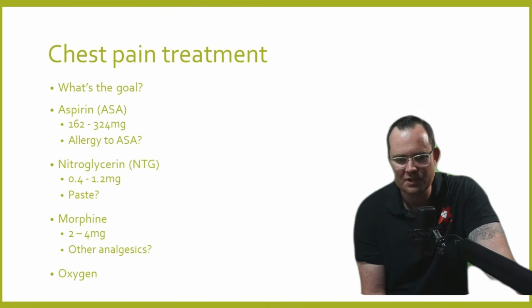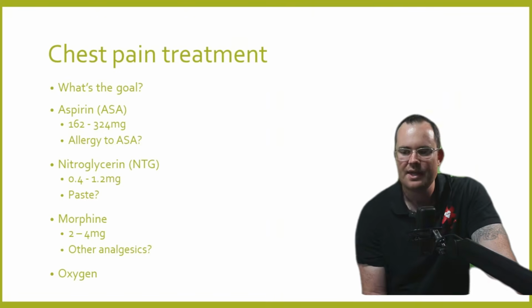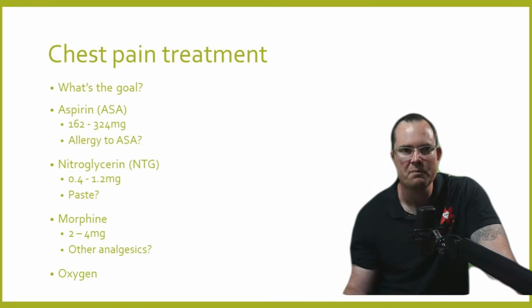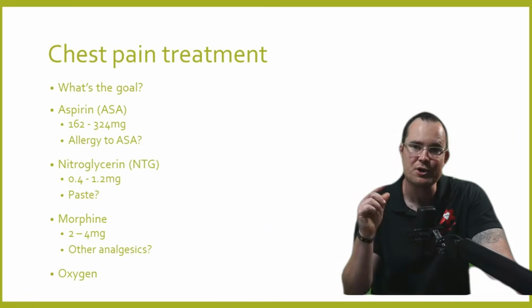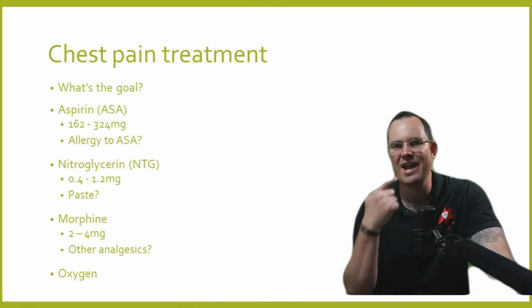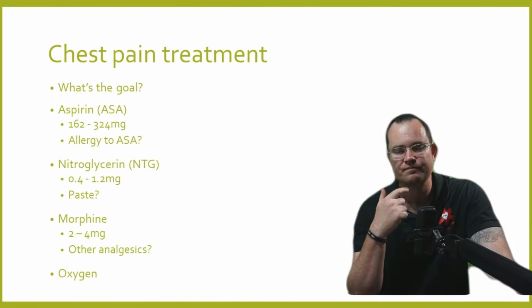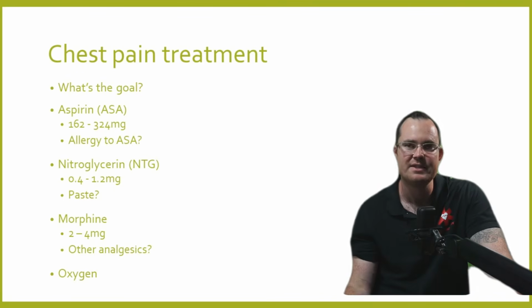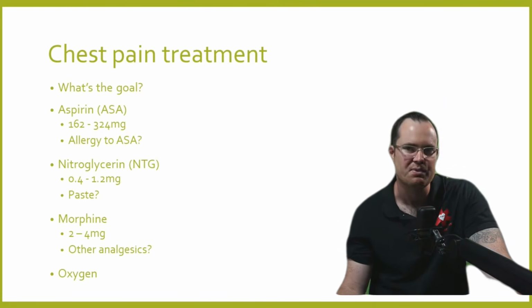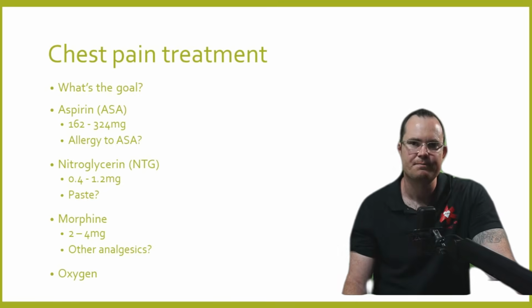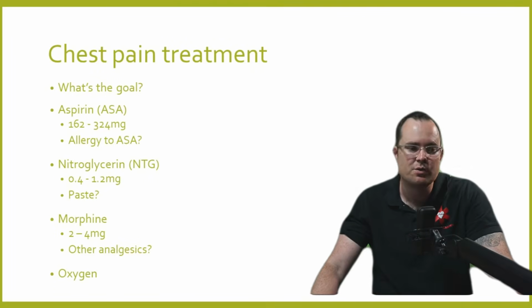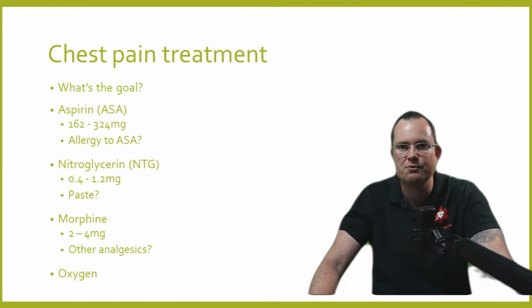Next, nitroglycerin. Nitroglycerin is 0.4 milligrams, and that is per spray. Each spray goes under your tongue. We have to wait 3 to 5 minutes before we can give an additional spray. Per national standards, and this is the most updated, we are still only giving up to 1.2 milligrams.